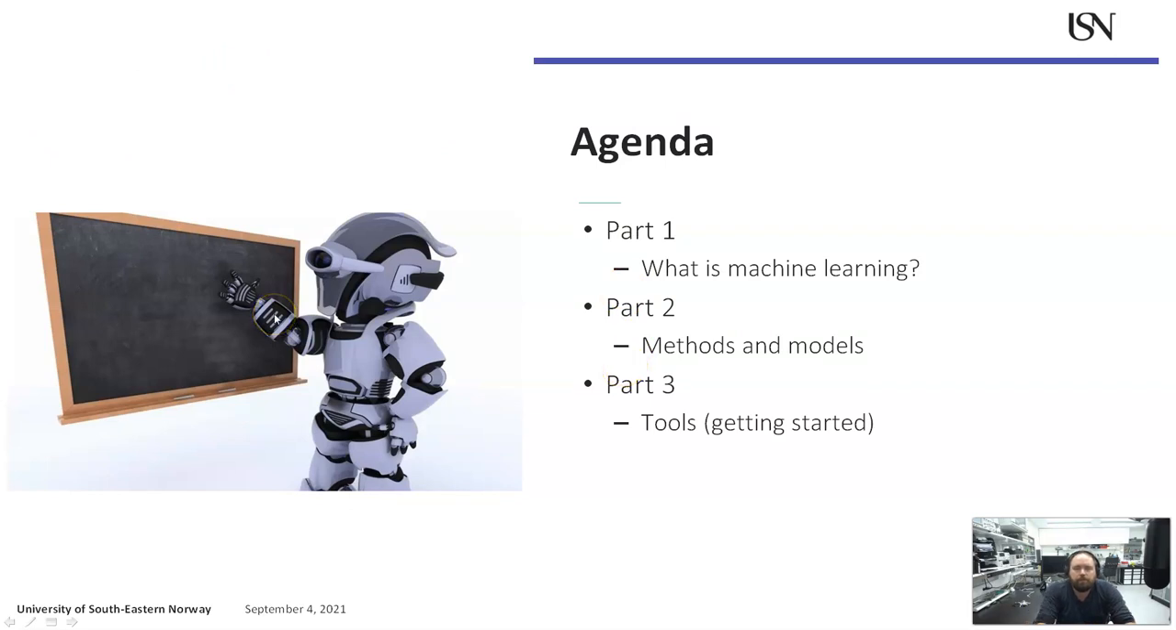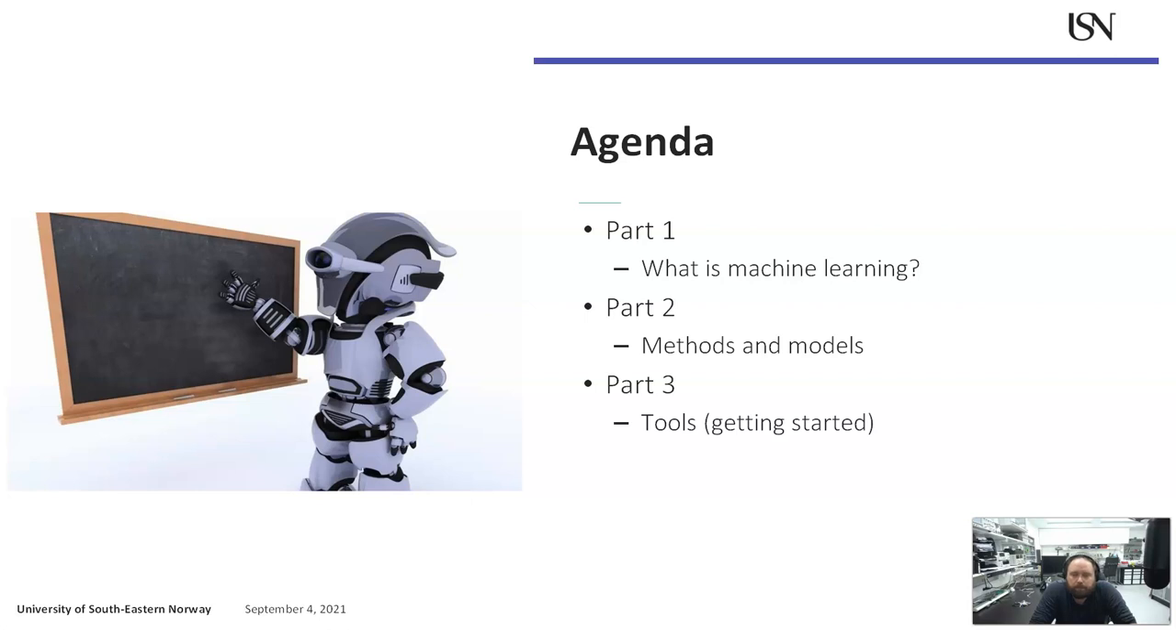So the agenda for this talk is, in part 1, to try to explain to you what machine learning is. In part 2, I will very briefly cover some of the most typical methods and models that are used in machine learning. And in part 3, I will give a brief overview of various tool sets that you can look up in order to get started with machine learning.